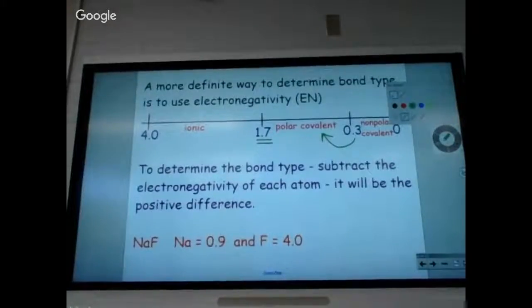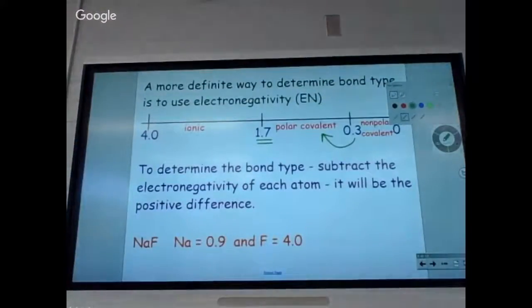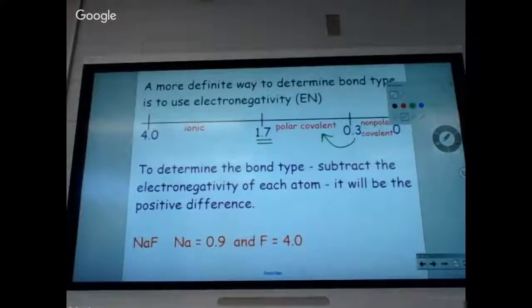Wait, so why do we need to know that if we can? Because you're not always going to have the chart. Scale, 4.0, 1.7, 0.3. Like, why would we have to subtract and figure out if they're non-polar or polar if we just have the difference? Because you may not have the scale. So you need to know the definitions in case they ask you something about the difference in sharing. You may not see this at all on the exam. You may not get anything with those numbers in the test question.